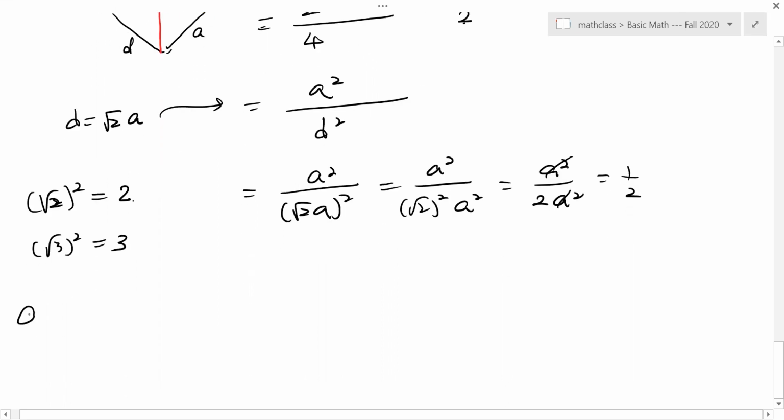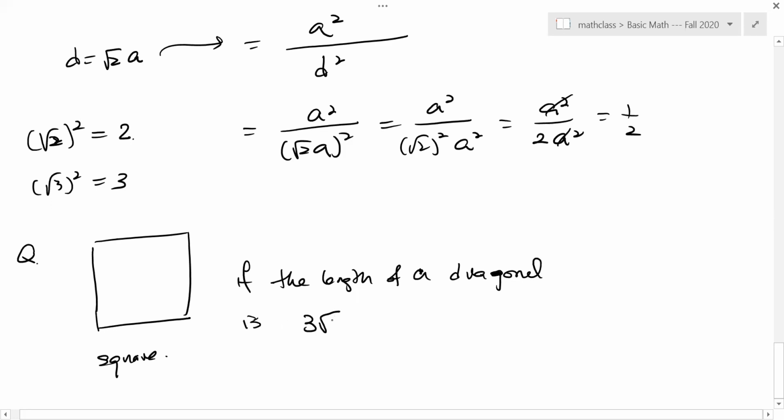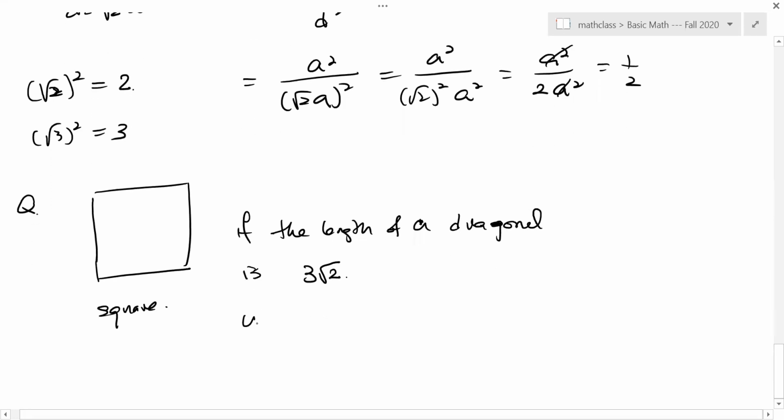All right. Another problem is, if this is a square, and the length of a diagonal, there are 2 diagonals there, a diagonal is going to be 3 square root of 2 units. What is the area? And what is the perimeter?